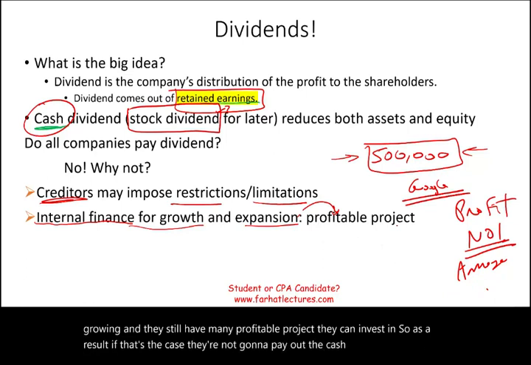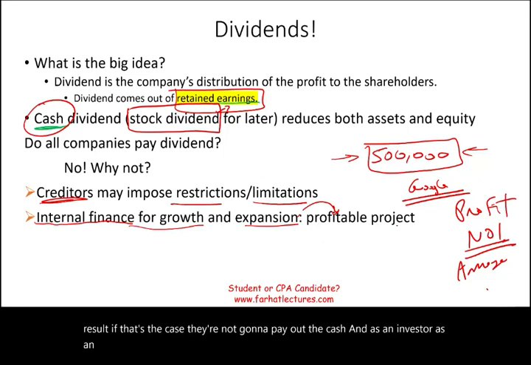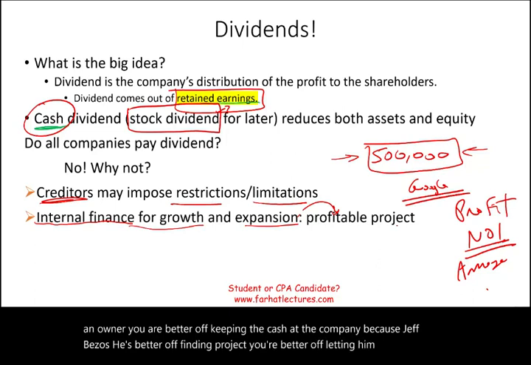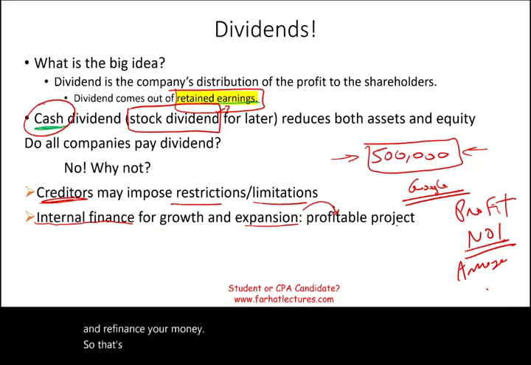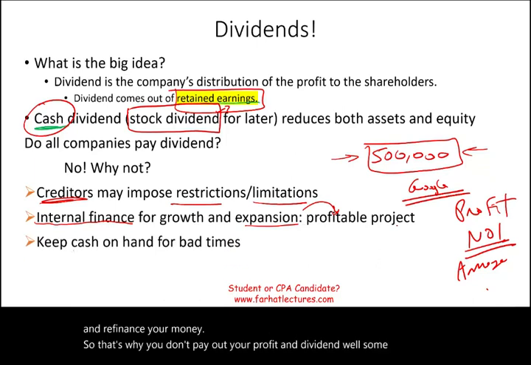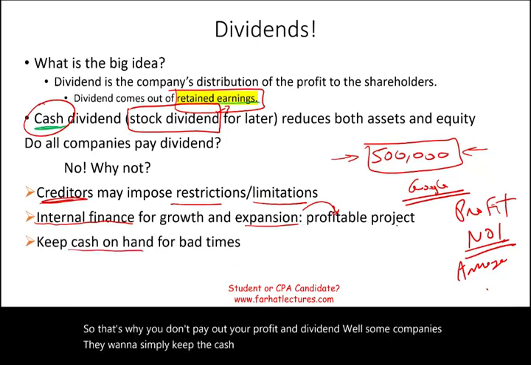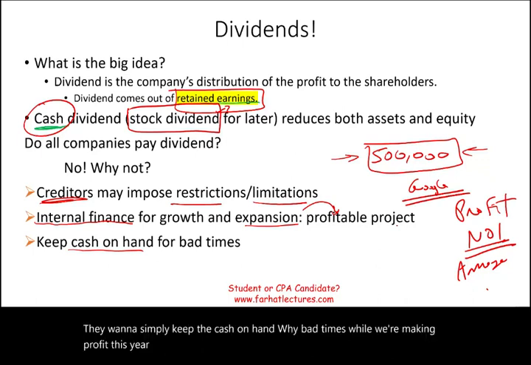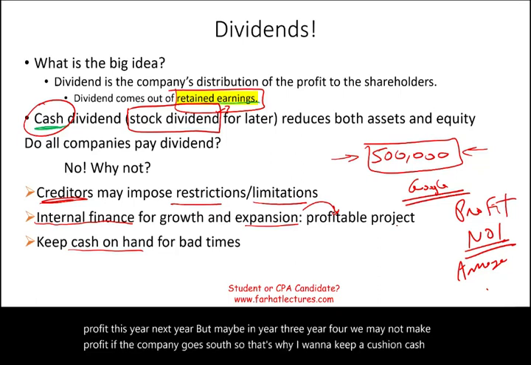And as an investor, as an owner, you are better off keeping the cash at the company, because Jeff Bezos is better off finding projects. You're better off letting him find projects and reinvest your money. So that's why you don't pay out your profit in dividend. Well, some companies want to simply keep the cash on hand. Why? Bad times. We're making profit this year, next year, but maybe in year three, year four, we may not make profit if the company goes south. So that's why we want to keep a cushion, cash on hand for bad times.